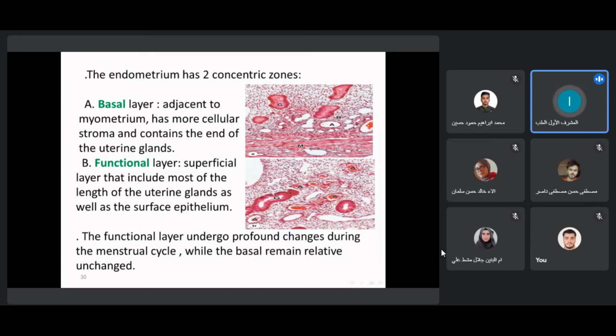This is the muscular wall. It is usually more cellular, and here it contains the ends of the uterine glands. The uterine glands penetrate the entire thickness of the endometrium, the functional and the basal layer. The basal layer near the muscle contains the ends of the uterine glands. These are small blood vessels and arteries within the basal layer.